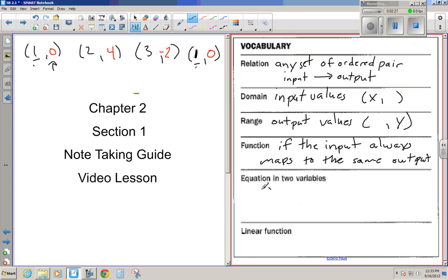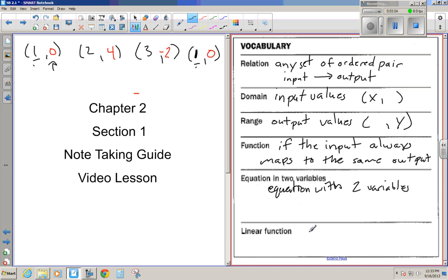An equation in two variables is exactly the way it sounds. It's a mathematical sentence that has an input and an output, x and y. So it has an independent and dependent variable. I'm just going to write equation with two variables.